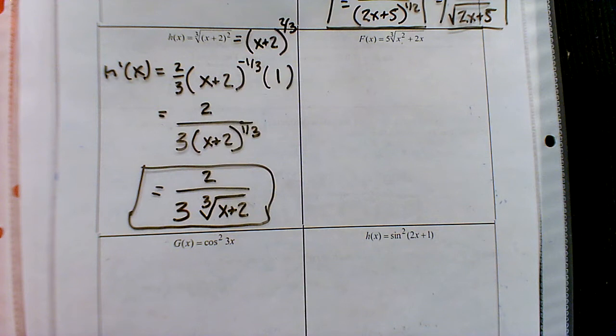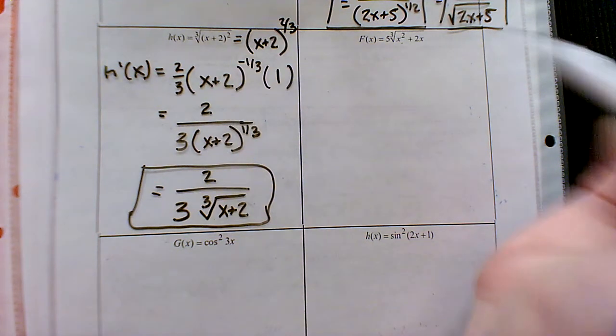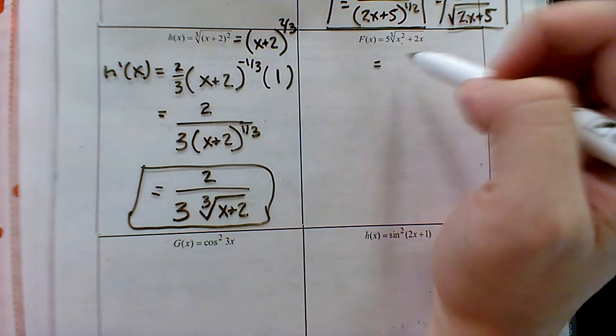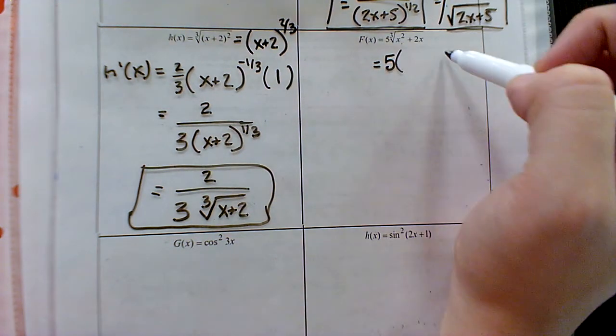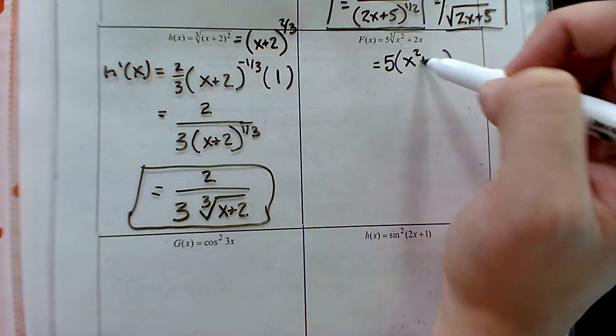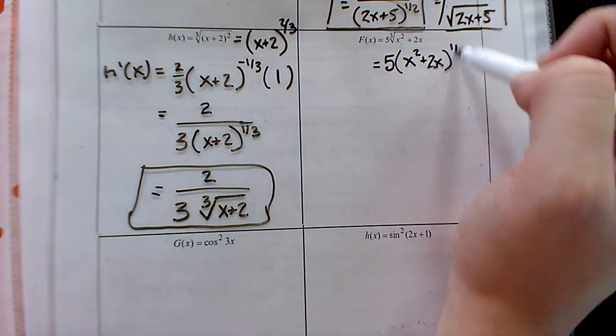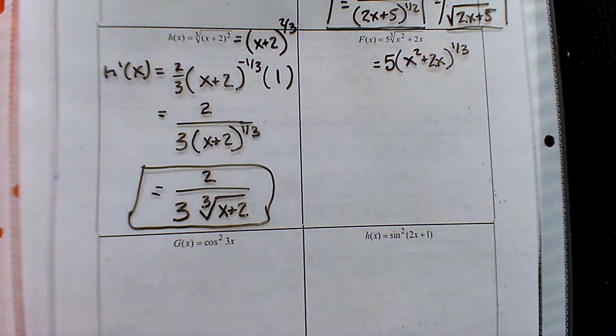You're doing okay? Let's try another one. Let's rewrite the root. We have a 5 out front, and then we're going to rewrite the cube root as a power of 1/3.